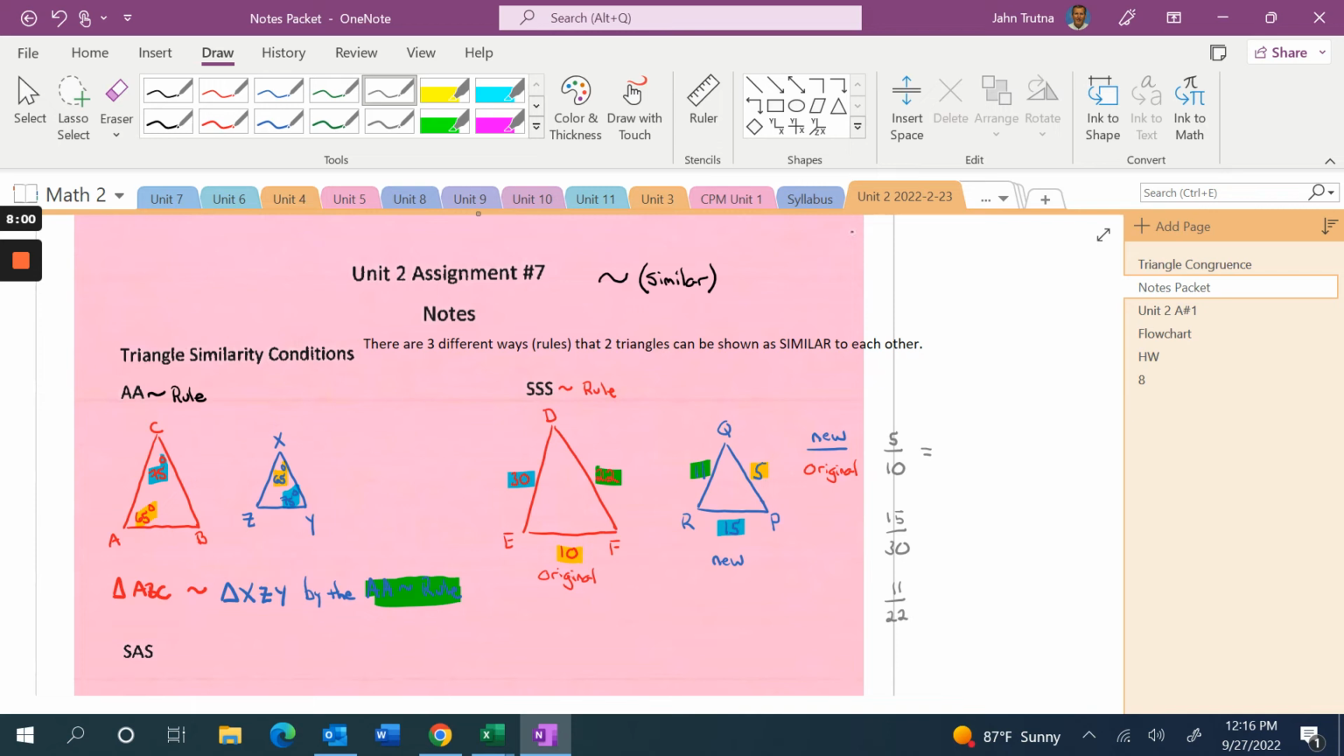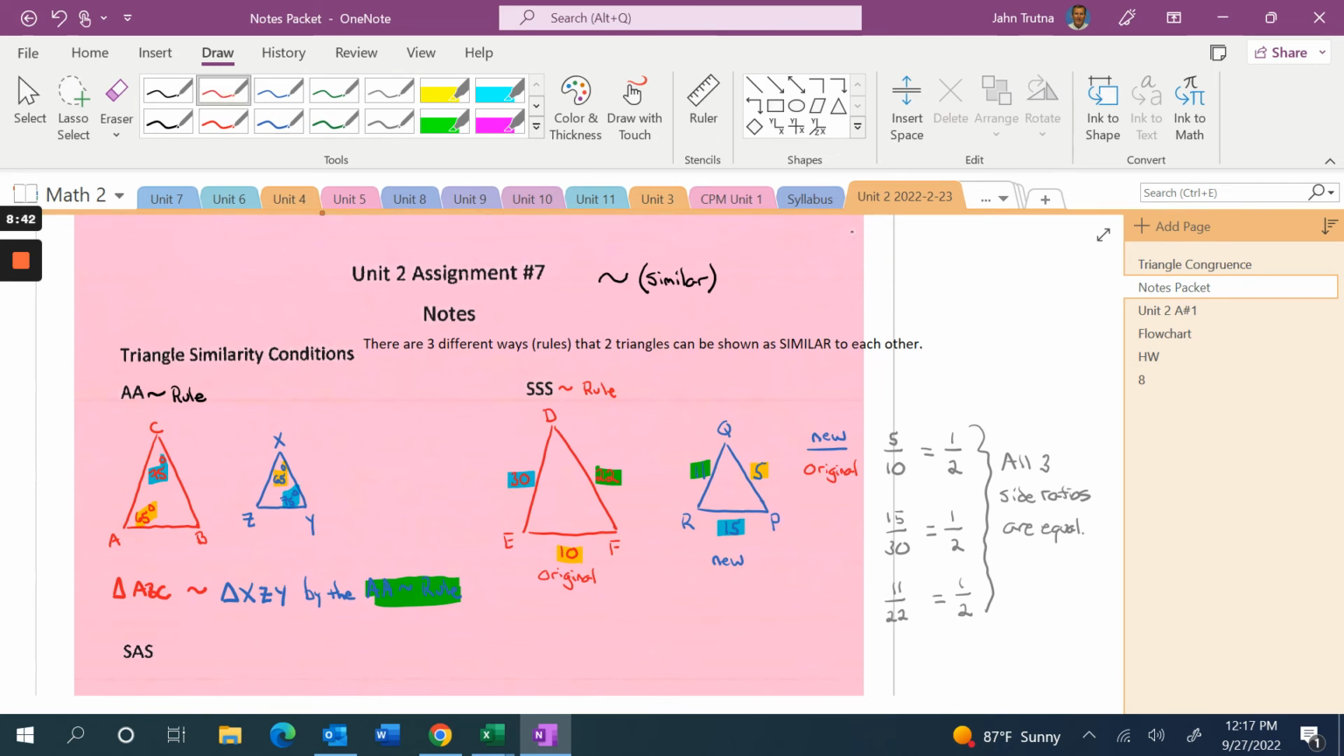And 5 over 10 reduces to 1 over 2. 15 over 30 reduces to 1 over 2. 11 over 22 reduces to 1 over 2. So all three side ratios are equal. When all three side ratios are equal, this tells us the two triangles are similar by the side, side, side rule.